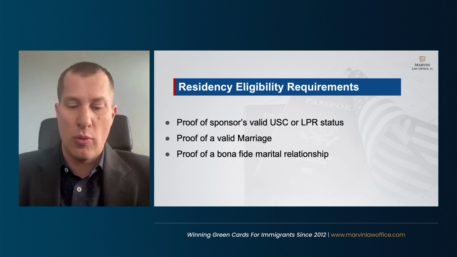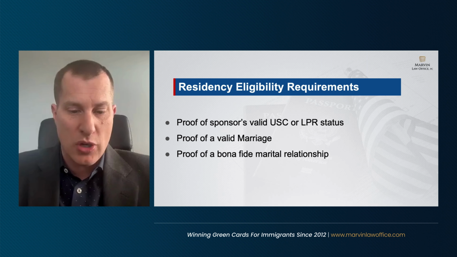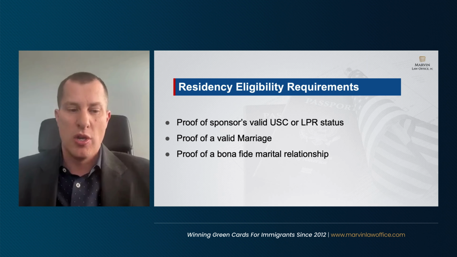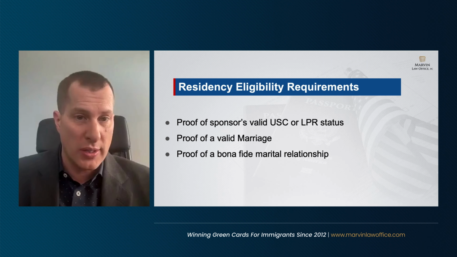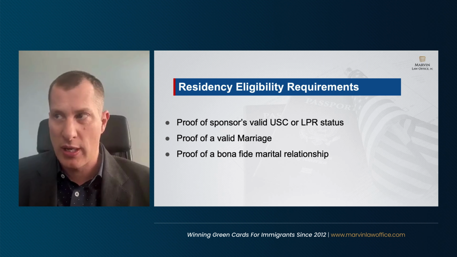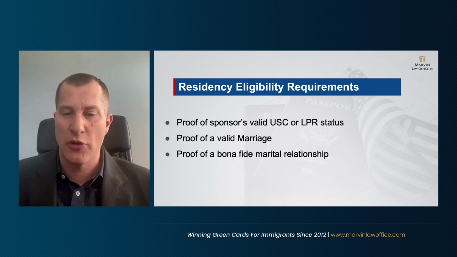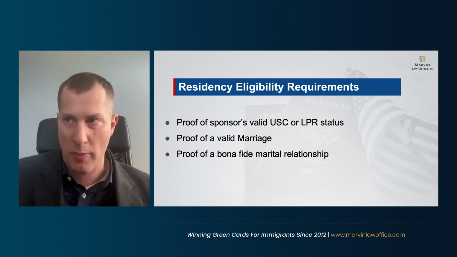Whether it's a parent, whether it's a brother or sister, or in this case that we're talking about, marriage-based, okay? So your spouse is sponsoring you. They're either a U.S. citizen or a legal permanent resident. So that is how they're able to sponsor another person for immigration purposes.